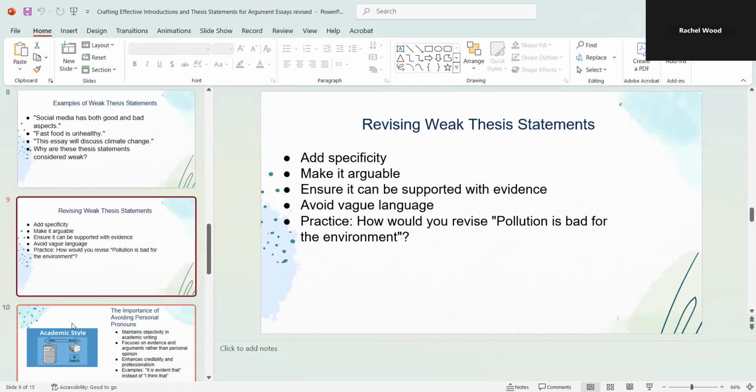How would you fix that? What kinds of things would you add? Why is pollution bad? Is pollution bad because it destroys air quality? Is pollution bad because it destroys the beautiful earth that we have? Is pollution bad because it hurts the animals? I mean, it needs to have some specificity to it. So you need to have at least three supporting statements as to what you're going to cover as to why pollution is bad for the environment.